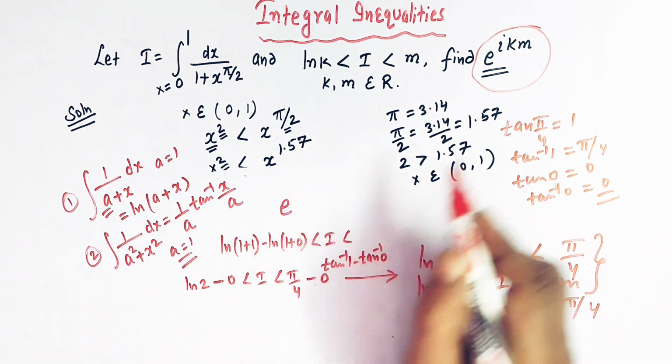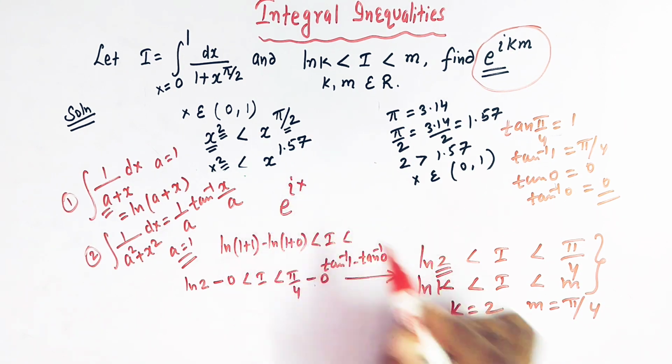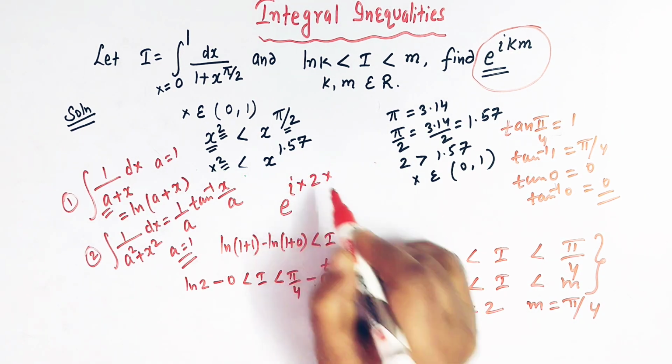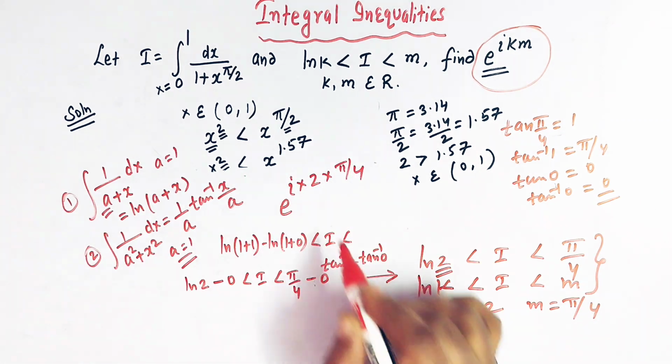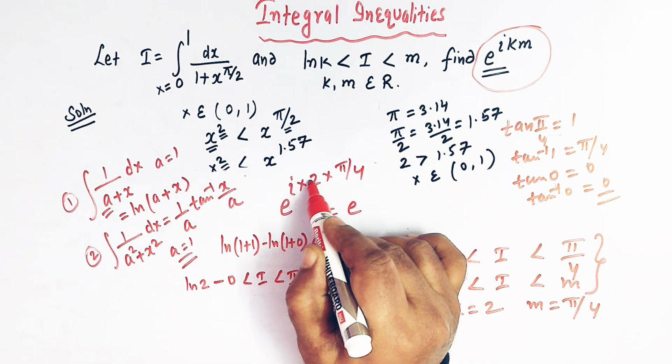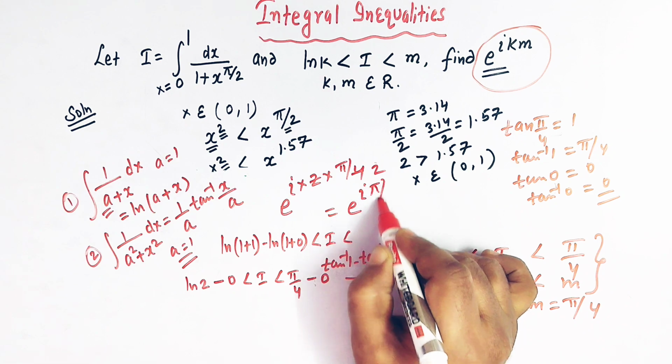And now we can find out the value of this expression. So we have e raised to I times k times m, k is 2, and m is pi by 4. So this is e raised to I pi by 2.